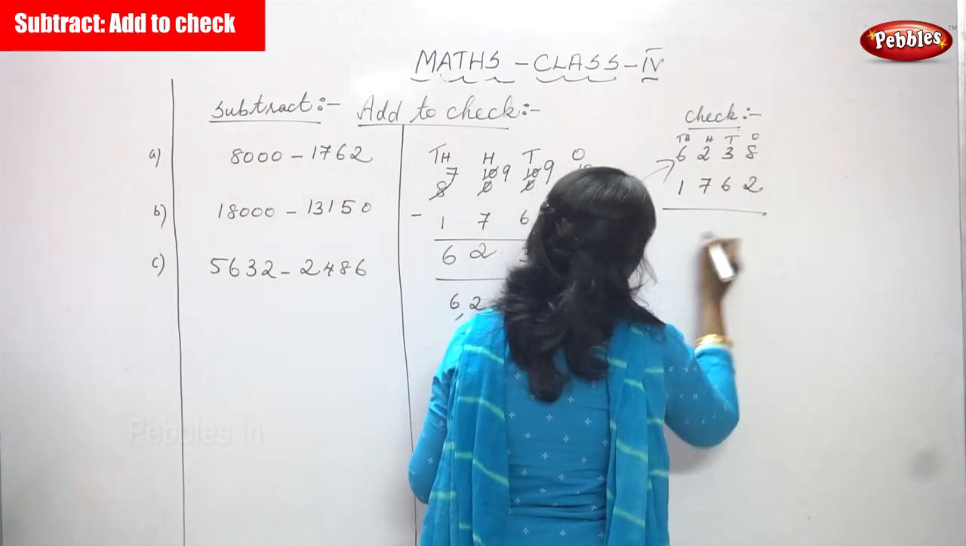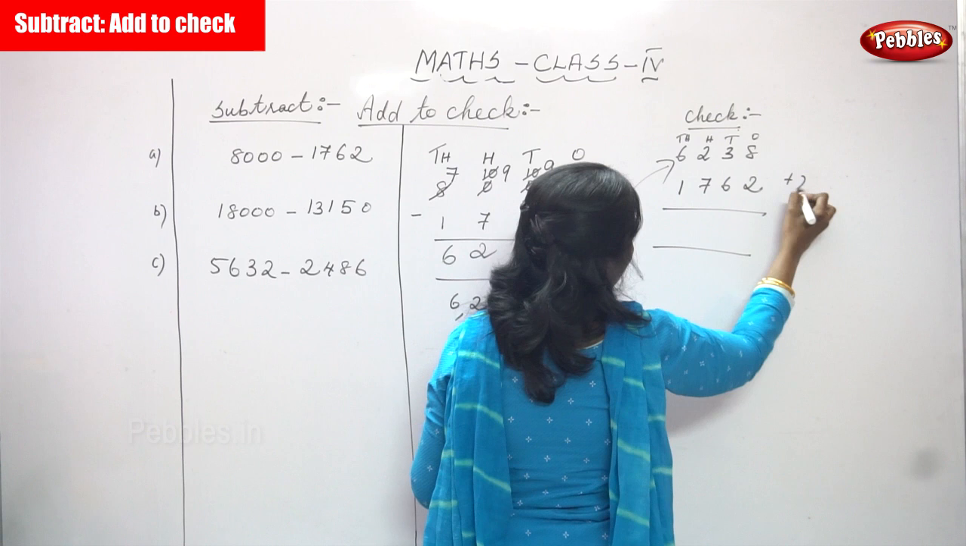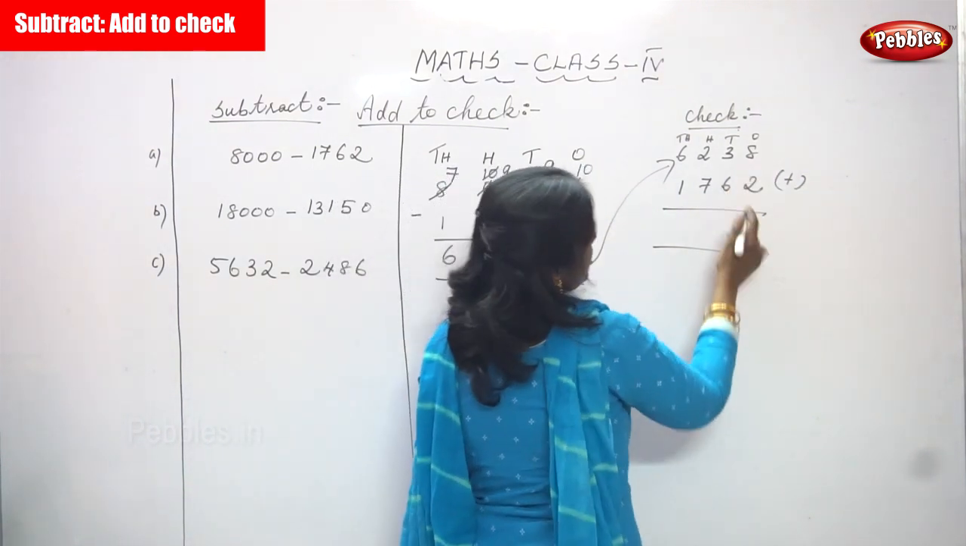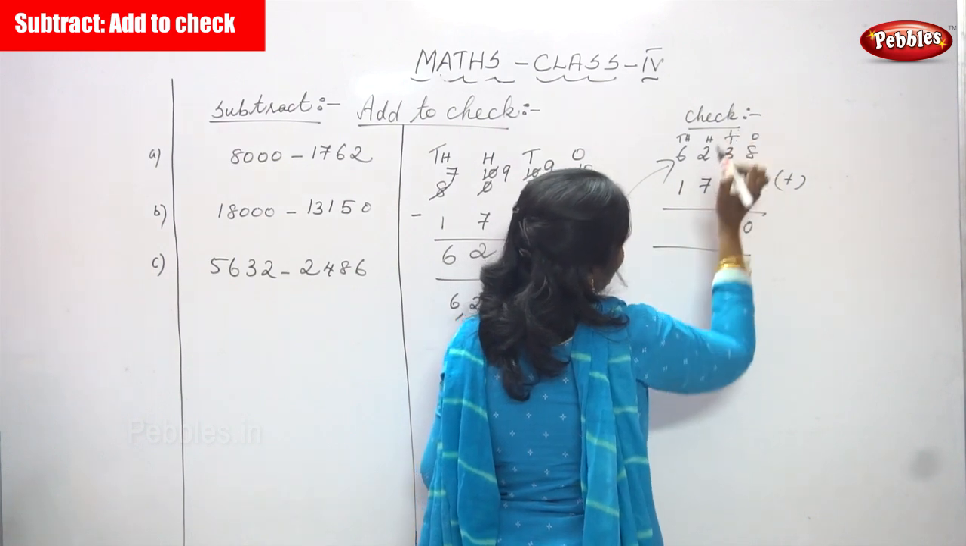1762. You have to write. So you have to add both numbers. That is the answer and the second number you have to add. So 8 plus 2, 10, 0. Carryover goes to the ones place.